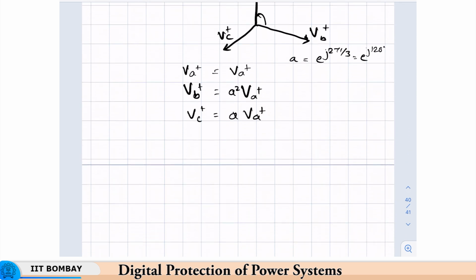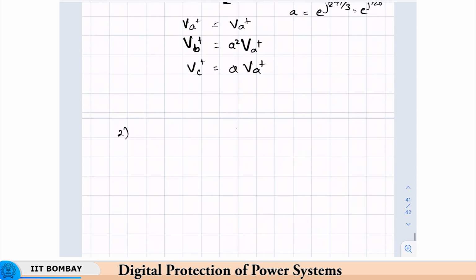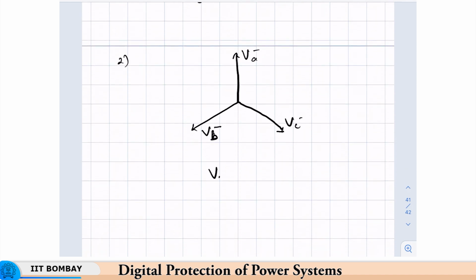The second sequence component is what is known as a negative sequence component. This is also placed 120 degrees apart in space. However, the sequence of rotation is opposite to that of the original system. So, if the original system was ABC, this will be ACB. So, VA, VB negative, here A into VA negative, and VC is equal to A square into VA negative.